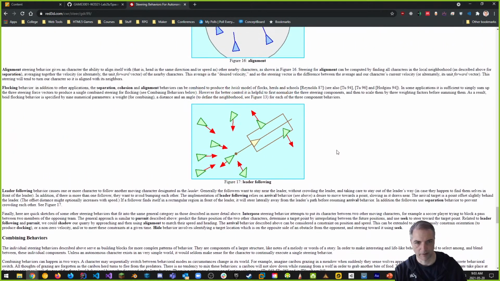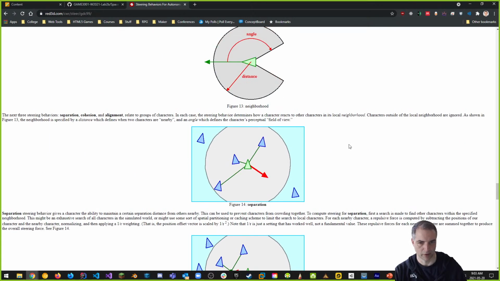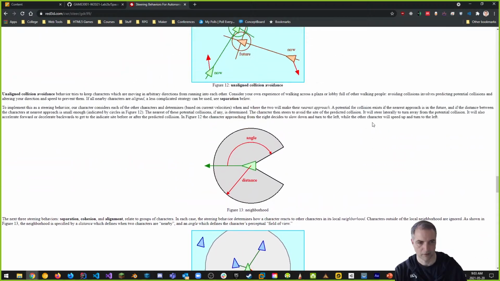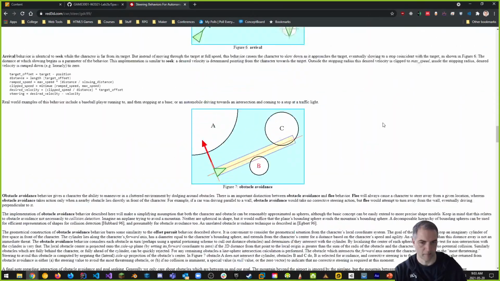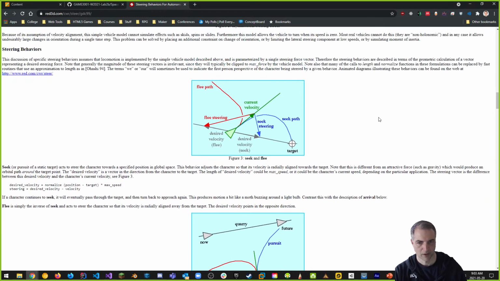So again, great little article. I highly recommend you take a look at this. There's a lot of really good details here. Again, it's a little old, but it doesn't matter, because it's the exact article that most books reference when it comes to how we move autonomous agents around the screen.